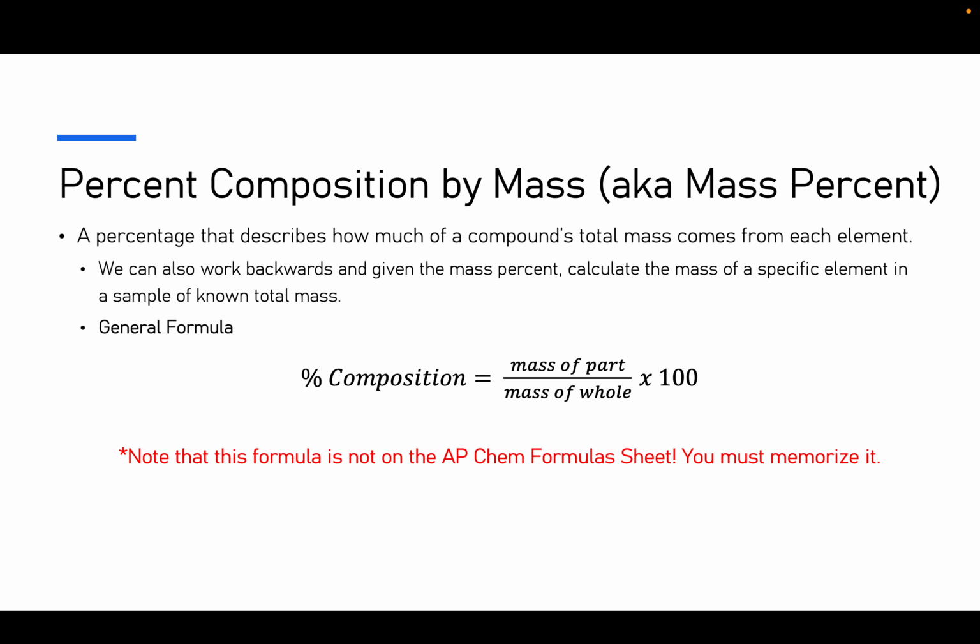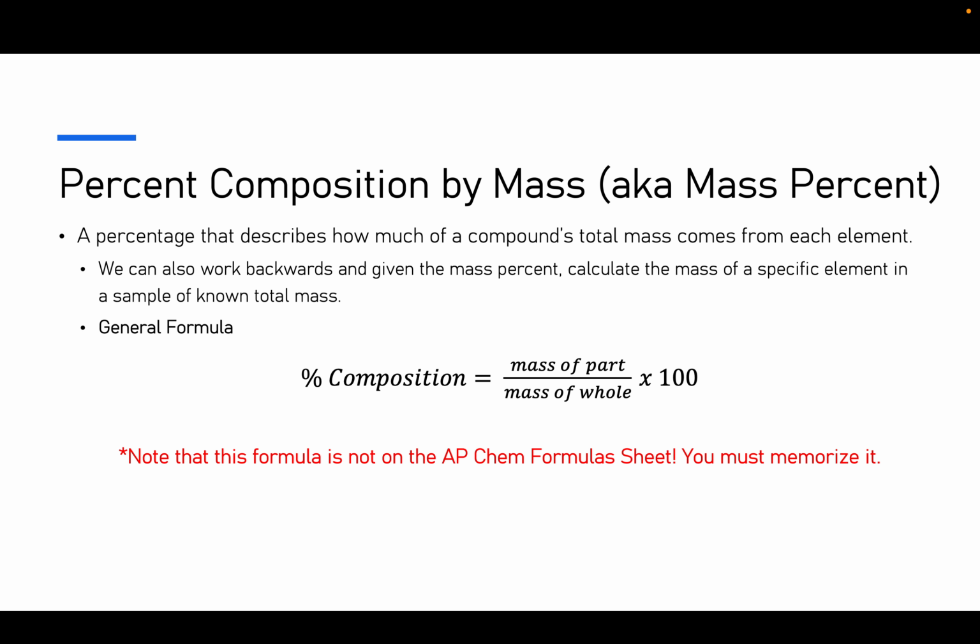Percent composition by mass, aka mass percent, describes how much of a compound's total mass comes from each of its component elements. You'll have some problems, and the first ones we're going to try are where you're just calculating forward like that. You're given the formula and the total mass, and you need to figure out the mass percent. You also may be asked to go the other direction.